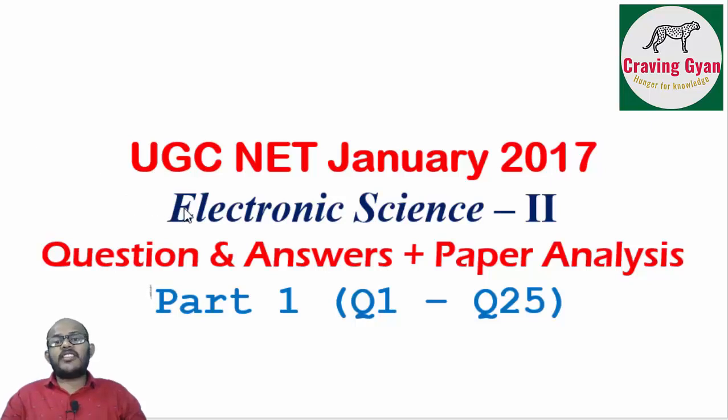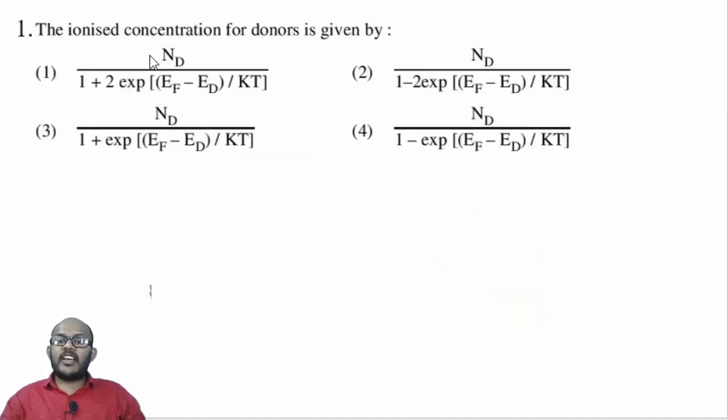Hello friends, in this video let us discuss the previous year electronic science paper which was conducted by UGC NET in the year Jan 2017. In this video I am going to discuss question number 1 to question number 25. Moving on to question number 1, what is given is the ionized concentration for donors is given by.